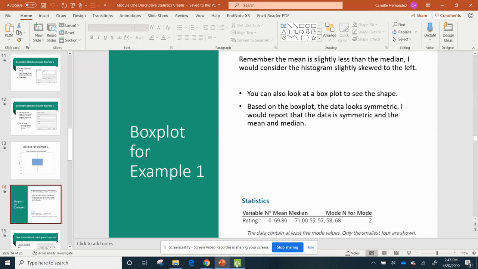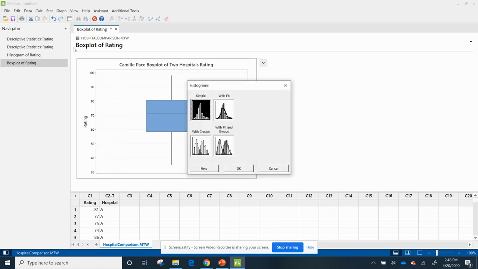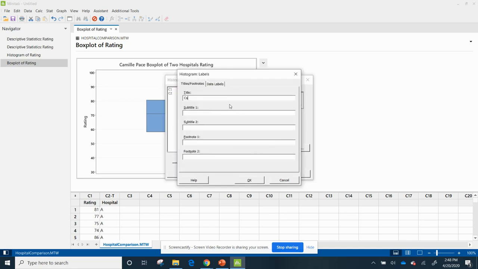All right, let me show you something really cool. So let me go back to the graph and say, okay, I want to look at each hospital individually. So I'm going to go down here to with fit and groups, and I hit OK. So I'm going to put rating here, and then here for categorical variable, I'm going to do hospital. And then I do labels, and I'm going to do Camille Pace. I know, don't put my name again. I'm going to put histograms of both hospitals. Or you could say of hospital A and B ratings.